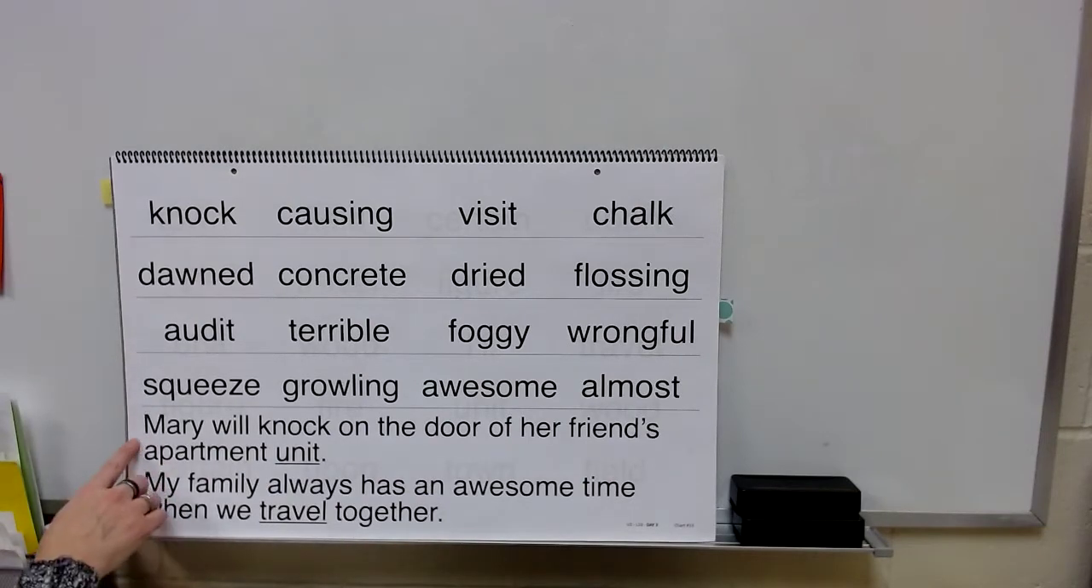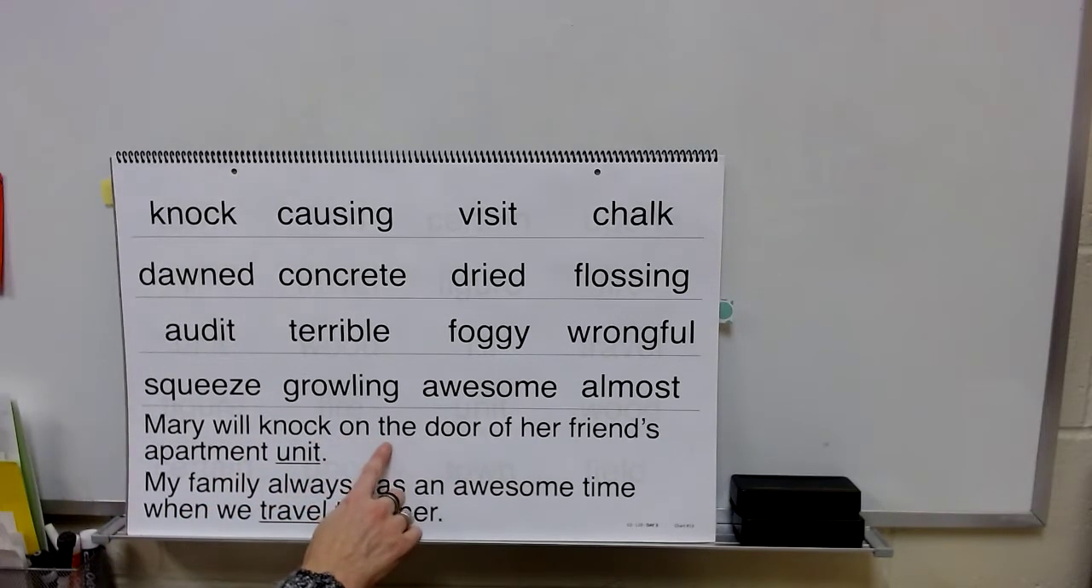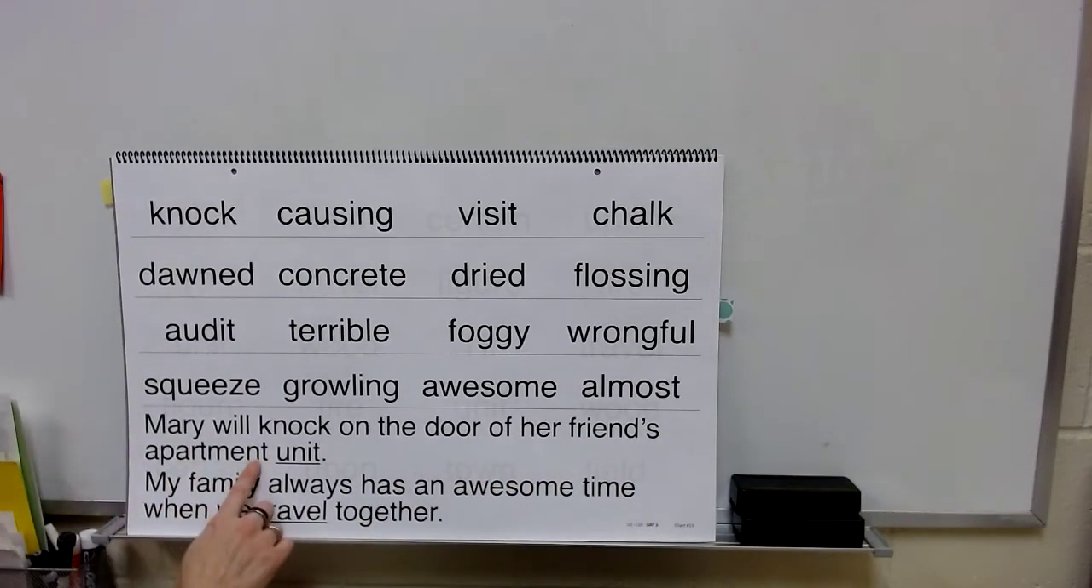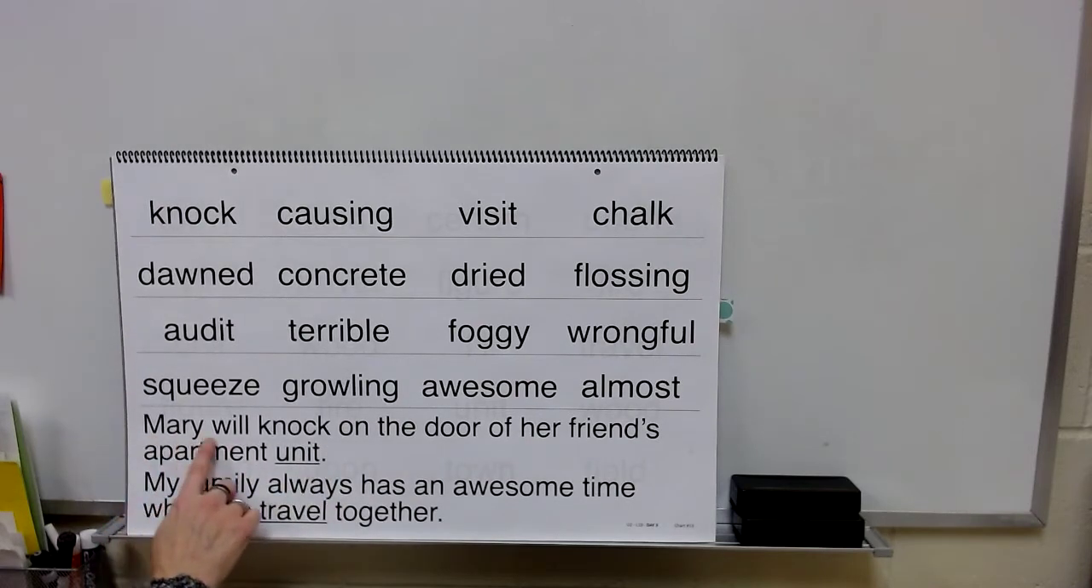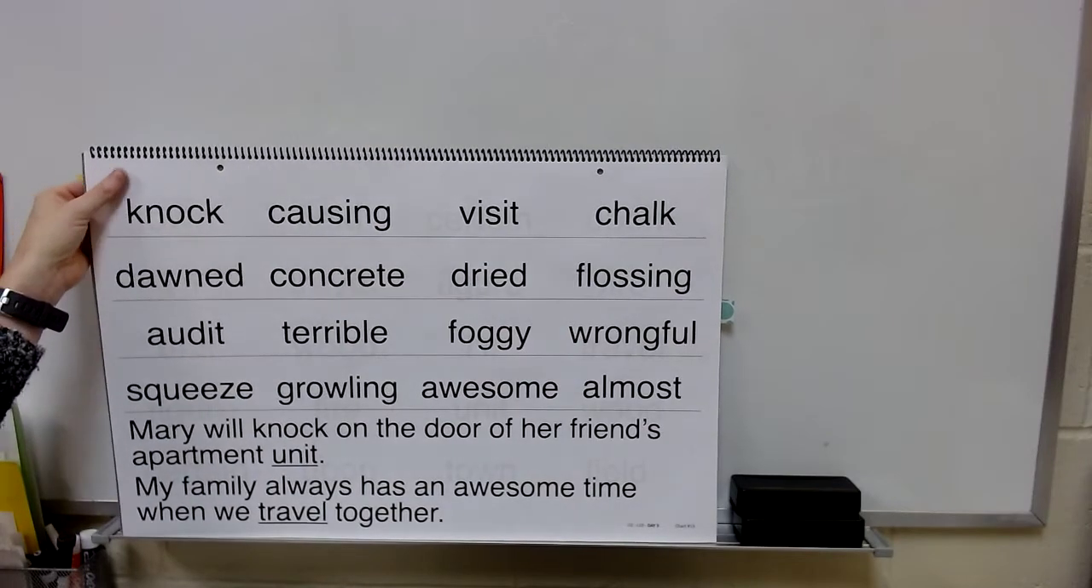Now let's read these sentences. Get ready, read. Mary will knock on the door of her friend's apartment unit. Yes, Mary will knock on the door of her friend's apartment unit. Ready, read. My family always has an awesome time when we travel together. Yes, my family always has an awesome time when we travel together. Now pause the video to get what you need to practice our spelling.